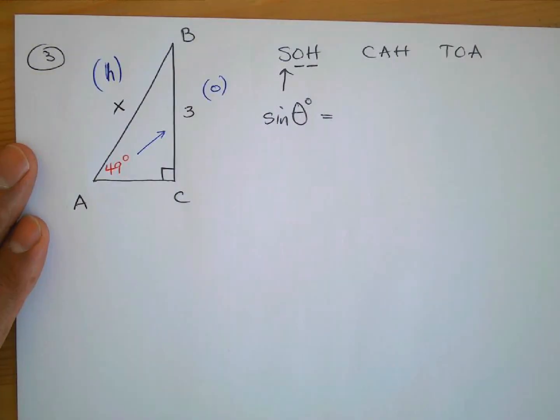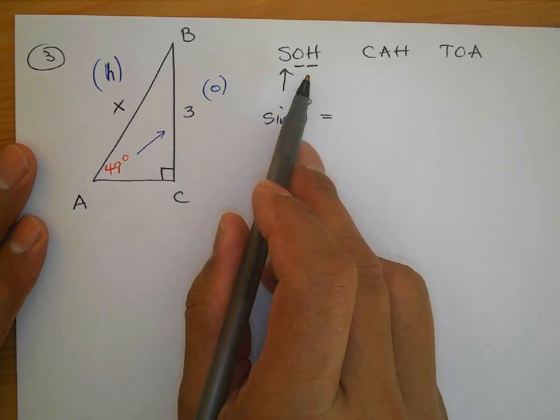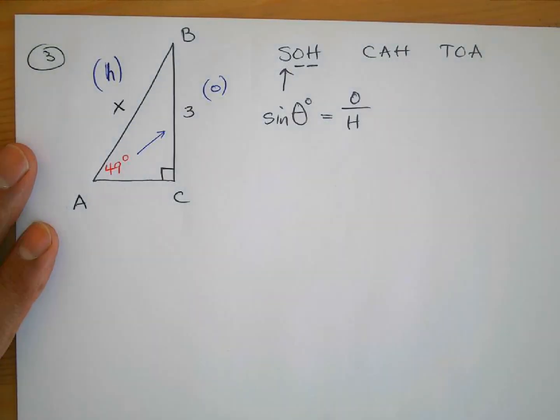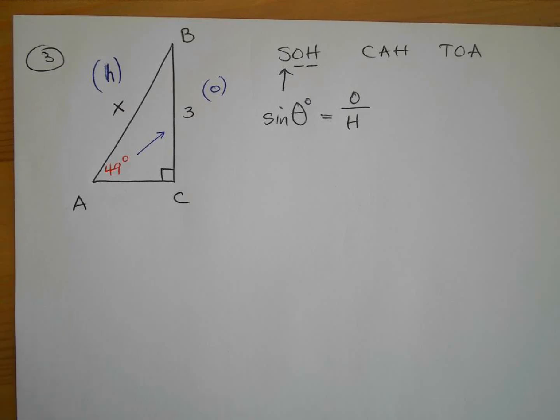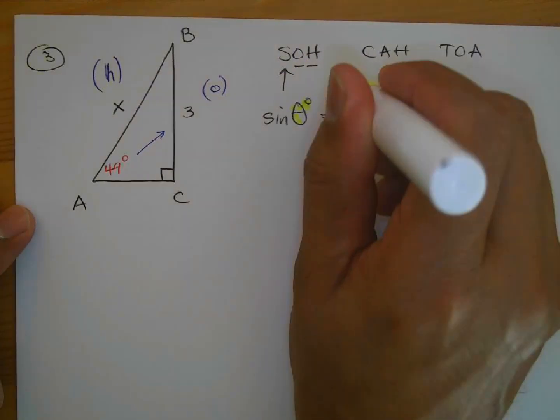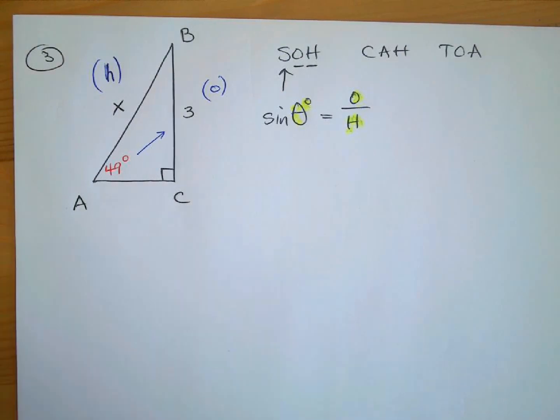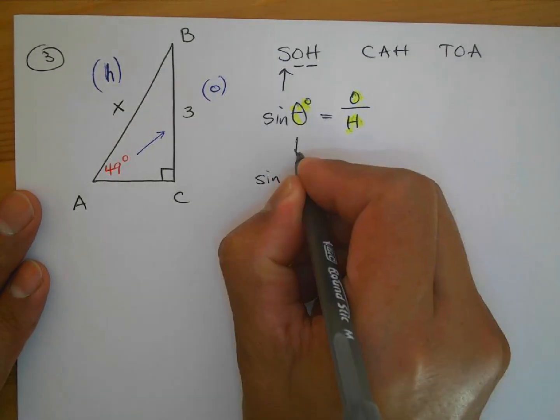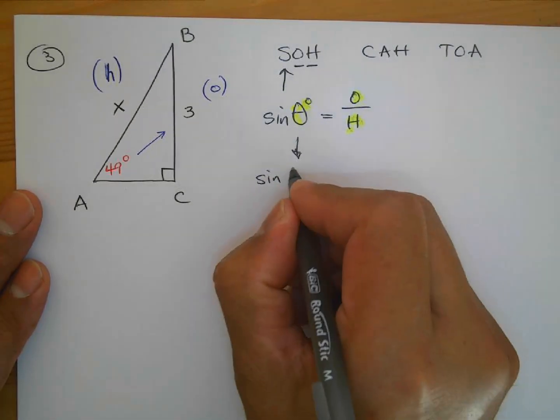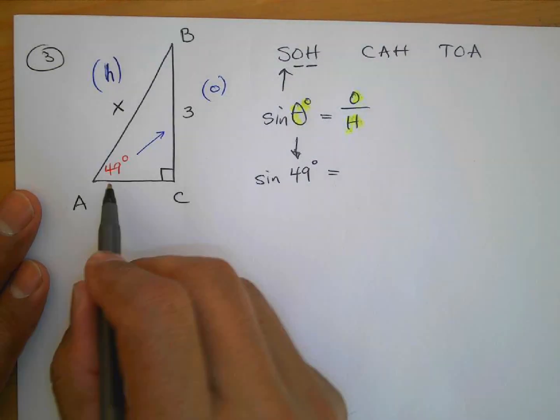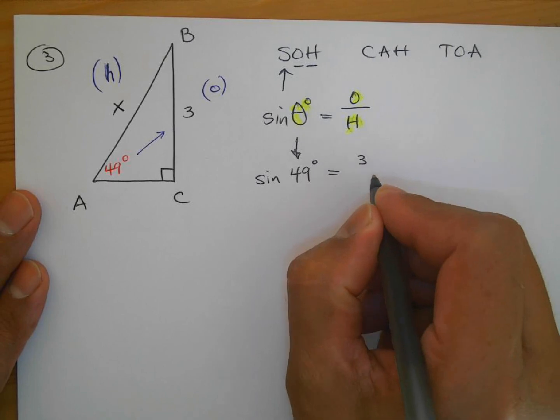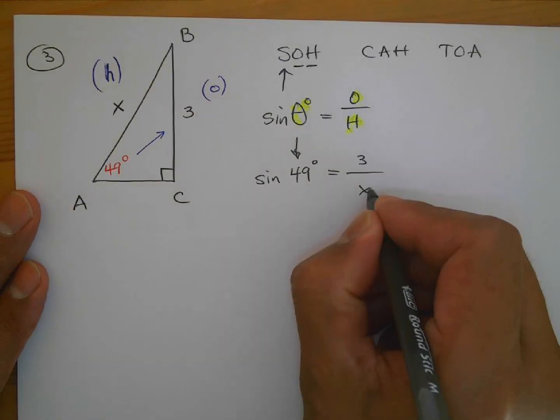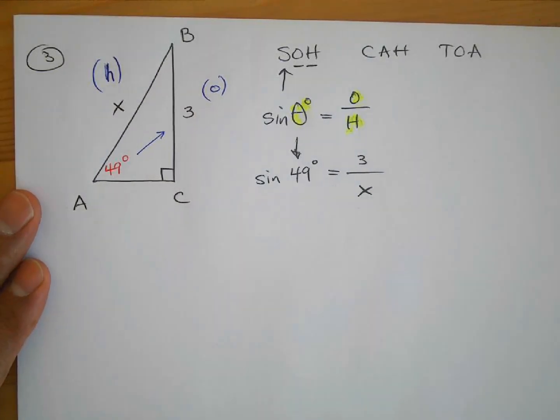So here we go. Sine of the angle, right? How do you write this ratio? What do you understand from SOH? That sine is opposite over hypotenuse. And from here, you're going to substitute the angle and the sides. All right, so that's going to give you sine of 49 degrees is equal to, opposite is 3, over h, which is x. All right, we set up our proportion.